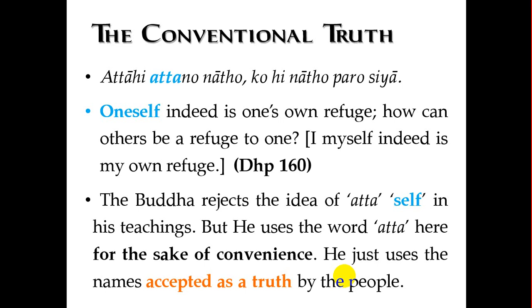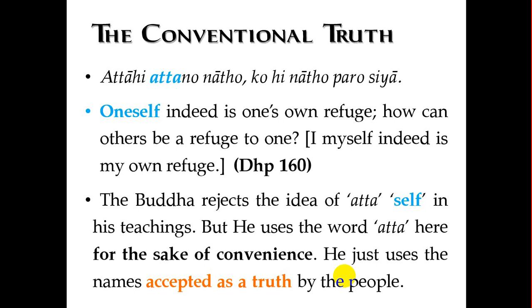He just used the names and the terms accepted by the people as the truth. Actually, to explain his teachings, the Buddha had to use names and terms prevailing at the time. Therefore, the Buddha tried to avoid the word jiva. Jiva is a very, very controversial word. Jiva means soul or self. The Buddha tried to avoid those controversial terms. If he used those terms, it would lead to misunderstanding. So therefore, Abhidhamma also tries to avoid those controversial words.